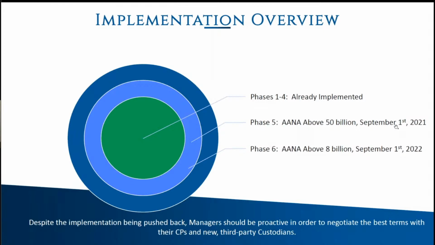Phase 5 was supposed to come into force September 1st, 2020. So it was supposed to be this year, but it recently got pushed back, largely due to COVID. And this impacts firms that have an aggregate average notional amount above 50 billion of uncleared OTC exposure. Phase 6 is for 8 billion. So phase 5 will not capture that many buy-side participants. It's expected that phase 6 will capture a much larger portion of buy-side participants.